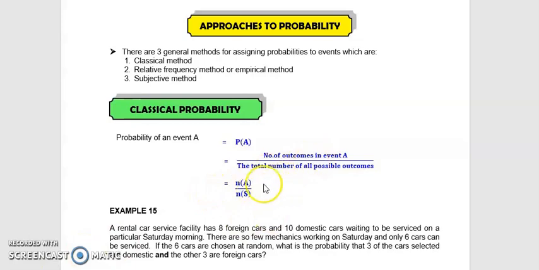Here I also write it as N. N refers to the number of samples in event A, and S here refers to the sample space, the number of samples in the sample space.